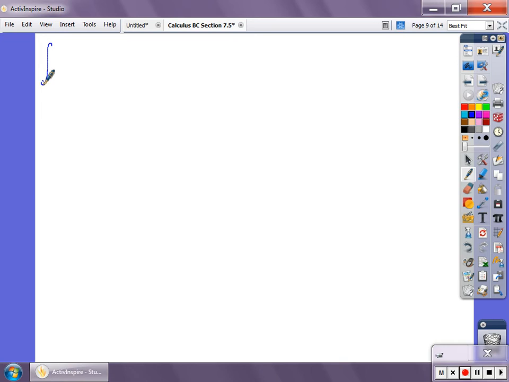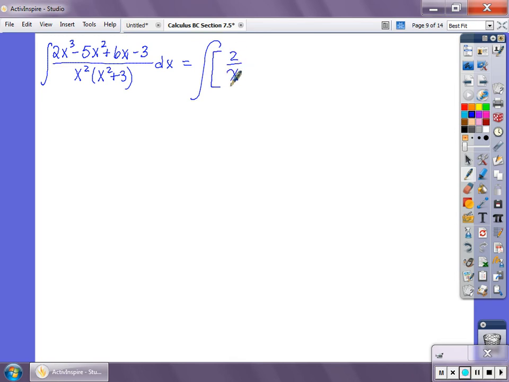So the integral of 2x cubed minus 5x squared plus 6x minus 3 all over x squared times x squared plus 3 dx can be rewritten as the integral of, now the a over x, a we found to be 2, plus b over x squared, b was negative 1, plus cx plus d, c was 0 and d was negative 4, all over x squared plus 3 dx. And these are much simpler to do.